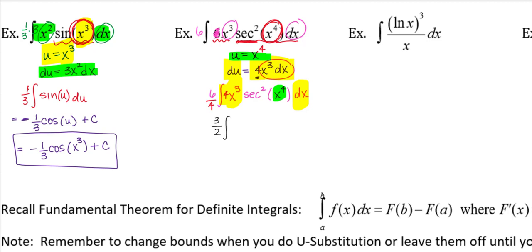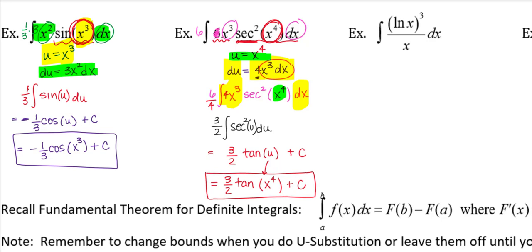All that highlighted stuff is going to become my du, and then I'm just integrating secant squared of u. Well, we should know that the derivative of tangent of the angle gives me secant squared of the angle, and just don't forget your coefficient. I'll put my x to the 4th, substitute that in for u. So after I substitute in the x to the 4th for that u value, I am done.